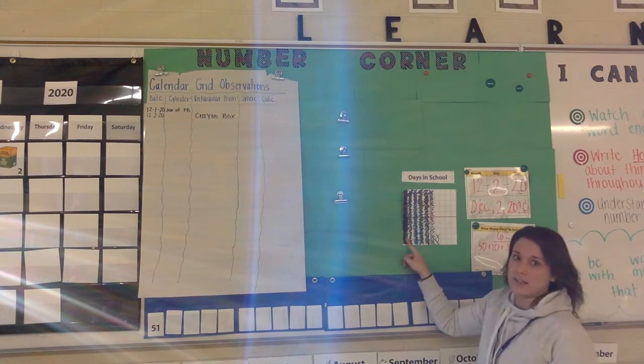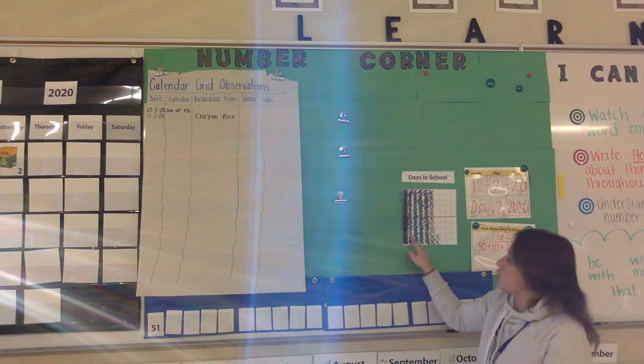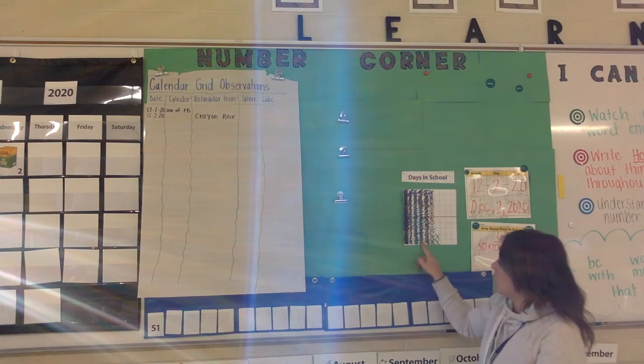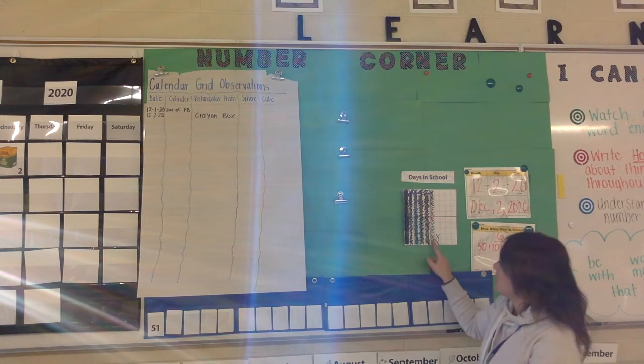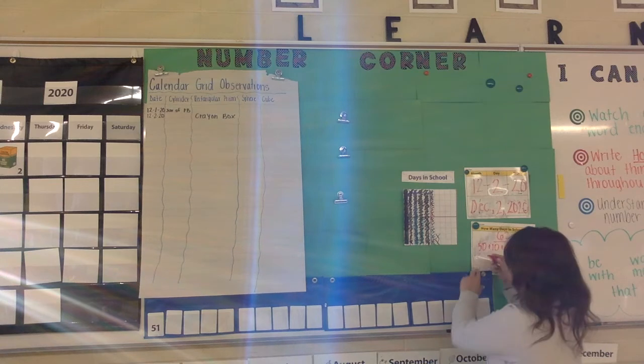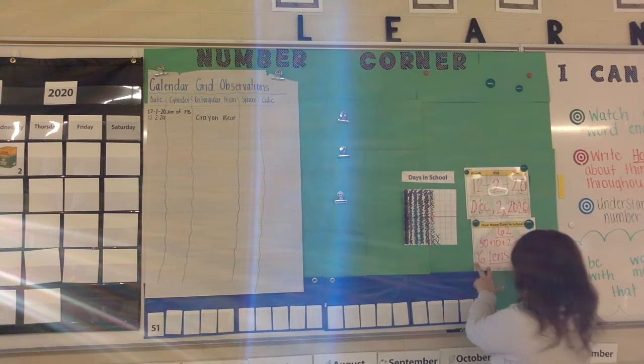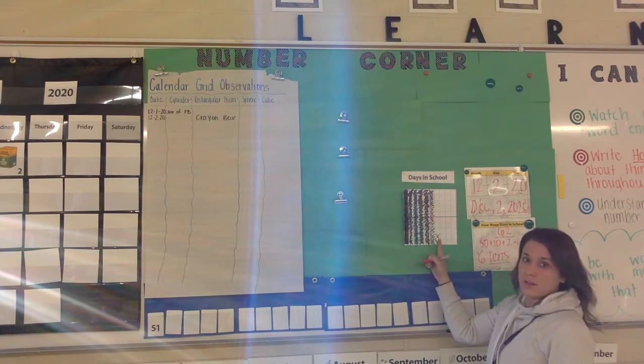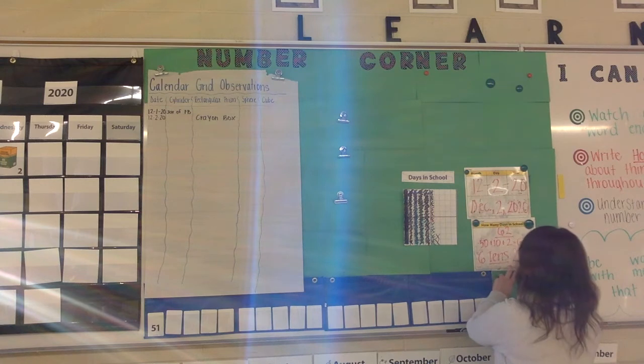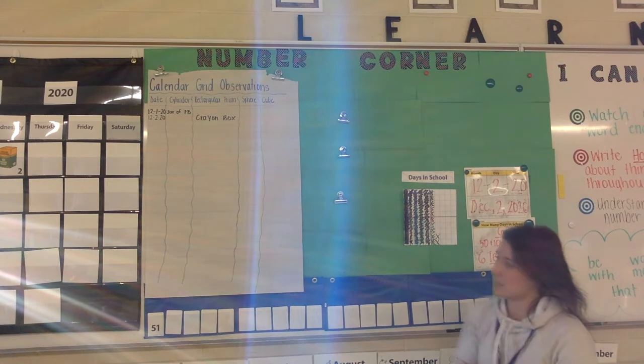Well, let's count by tens. Count with me. 10, 20, 30, 40, 50, 60. So how many tens? 6 tens. And how many extra ones? 1, 2, 2 ones. So our answer is 61.